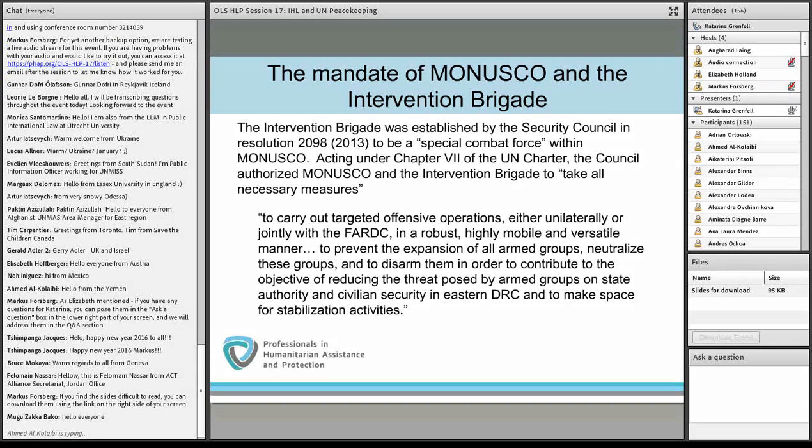And when UN peacekeeping operations use force, whether pursuant to a robust mandate like that of MONUSCO or for any other reason, the question that arises is whether the use of force is of such a nature as to trigger the application of IHL. And if so, what are the consequences of the application of IHL?